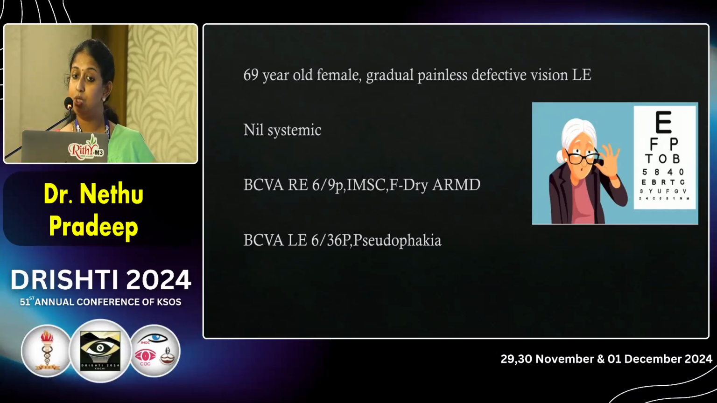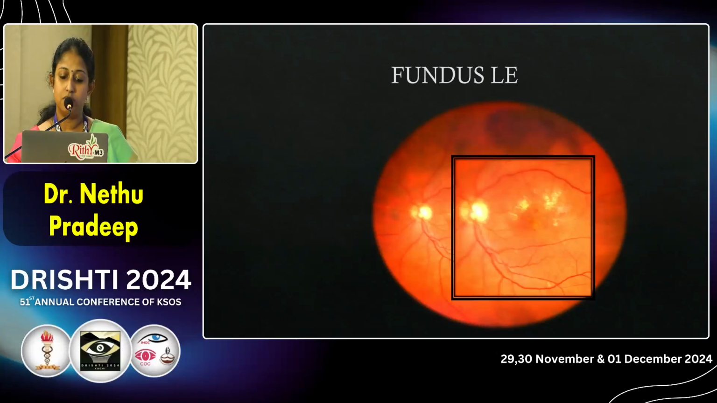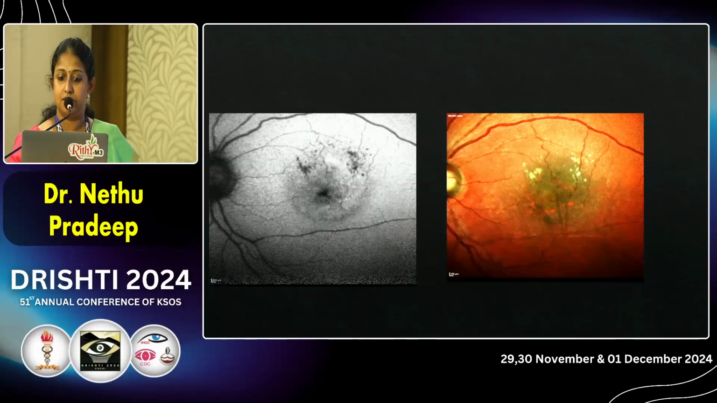The best corrected visual acuity in the right eye is 6/9 with an immature senile cataract, and fundus showed dry AMD changes. The best corrected visual acuity in the left eye is 6/36 with pseudophakia, and the fundus examination of the left eye shows a normal disc and vessels. And in the macular region, if you see carefully, you can see a shallow PED, intraretinal exudates and hemorrhages.